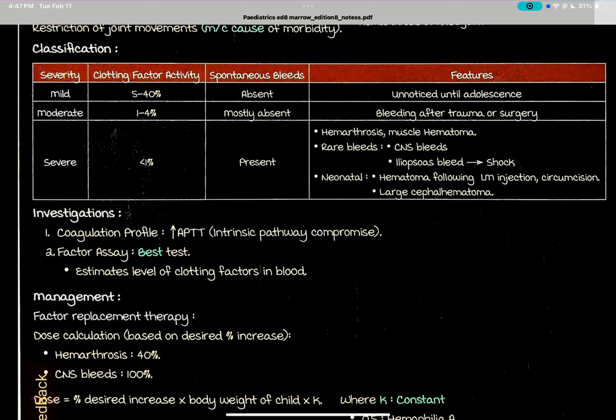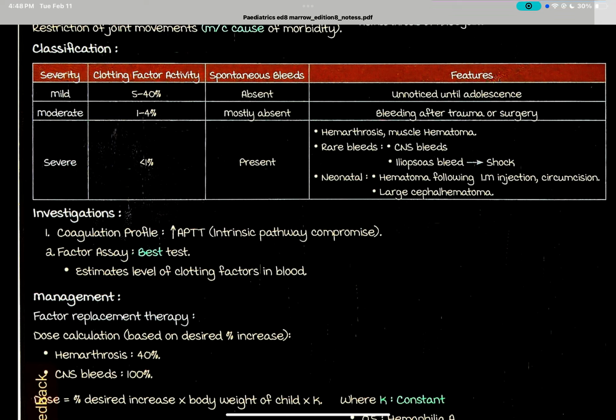Going to severe, clotting factor activity is less than 1%. Spontaneous bleeds are present. Features: hemarthrosis, muscle hematoma, rare bleeding in CNS, iliopsoas bleed can cause shock. Neonatal: hematoma following IM injection, circumcision, large cephalhematoma.